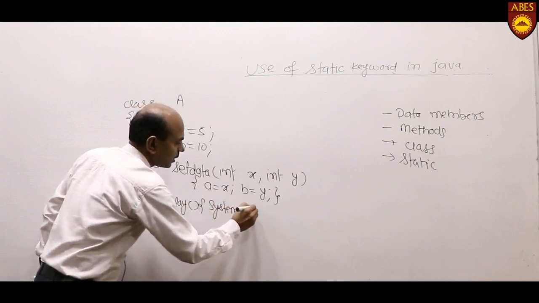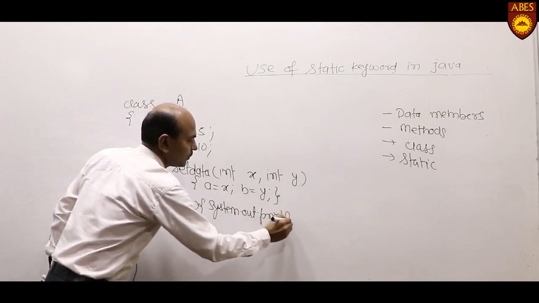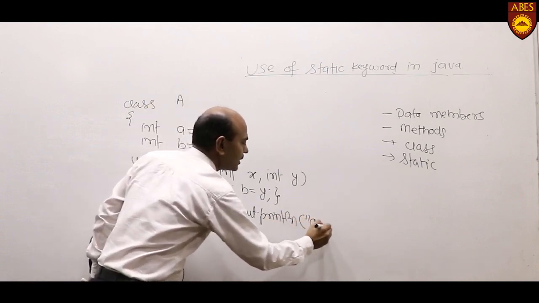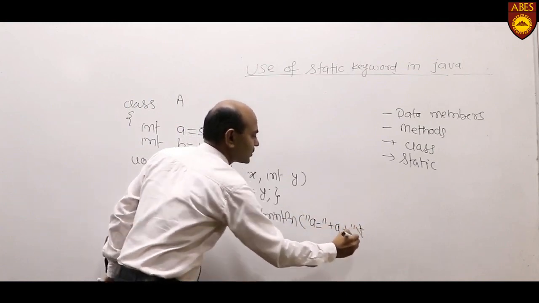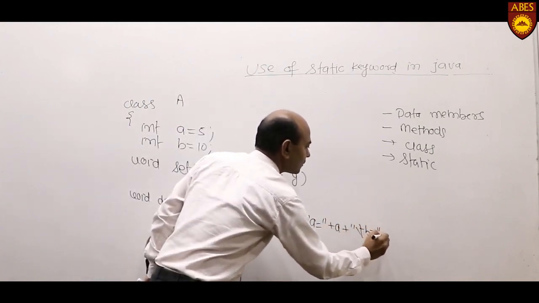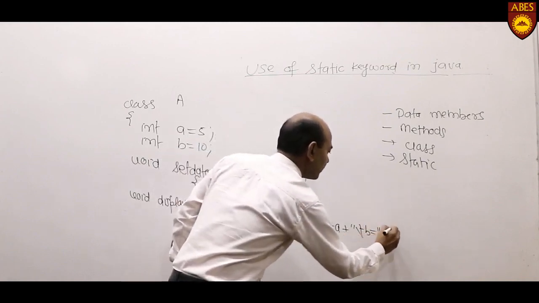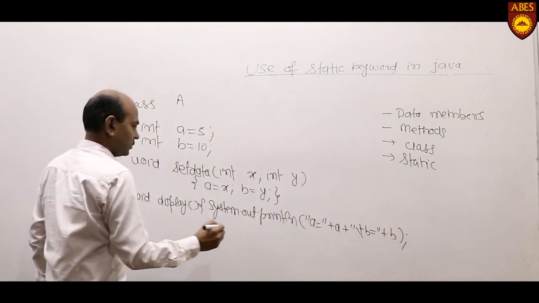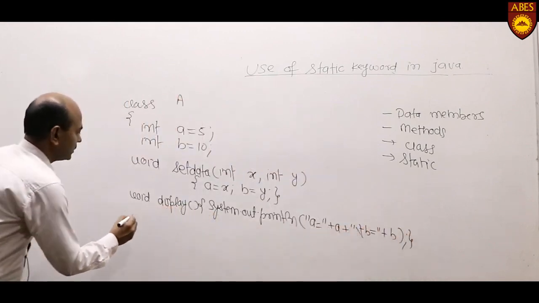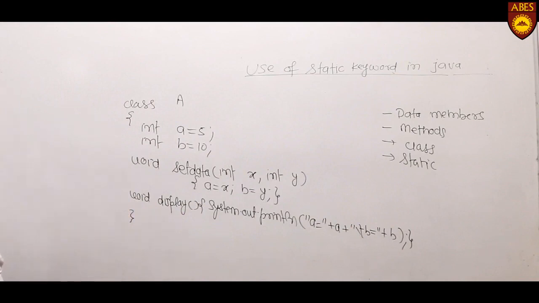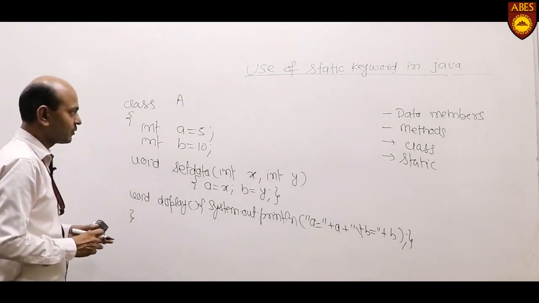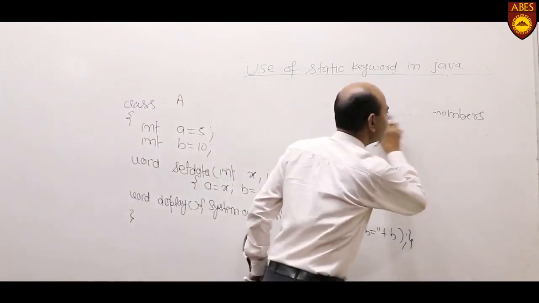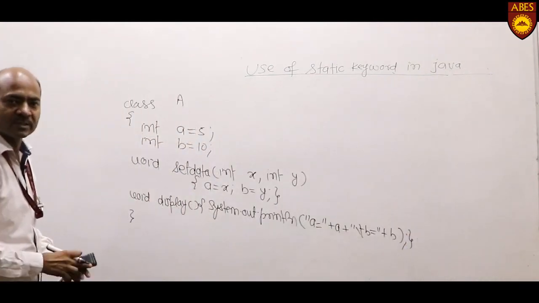System.out.println, that is A equal to value of A plus \t, B equal to value of B. So this is class A. Right now we are not using the static modifier before A and B. So first I will tell you how memory is allocated if we create the object of this class.